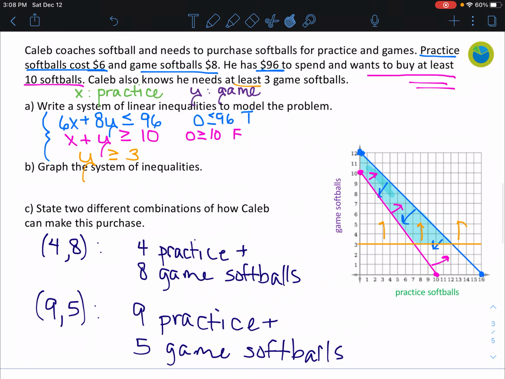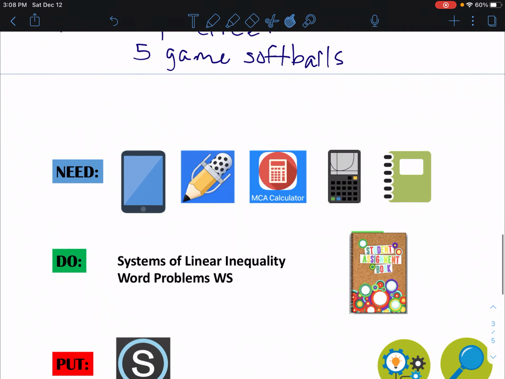Your assignment is just 2 problems. Again, you might not have 3 inequalities like this one did, but I wanted to show you what that would look like if you did run across that. And that's pretty much it.